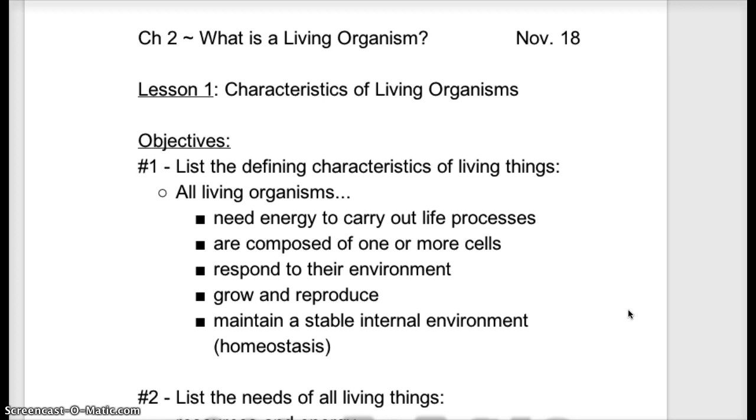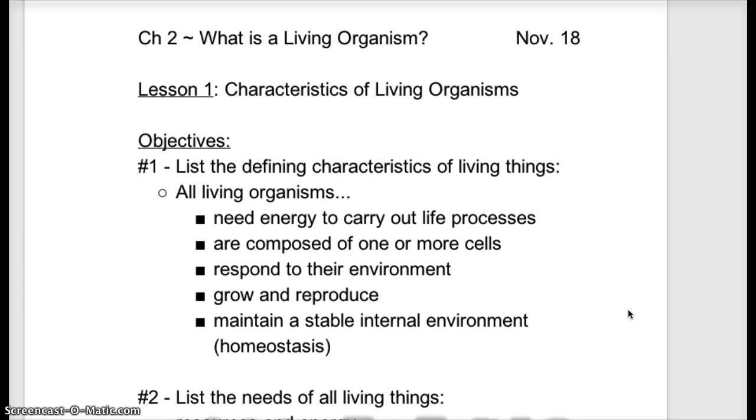All living organisms need energy to carry out life processes. Is it always the same? Think about what you need to survive. Food would be your form of energy. Is that something that perhaps a plant would take in energy the same way, or bacteria? Whatever living thing it is, it's going to need energy, and we get it in different ways.